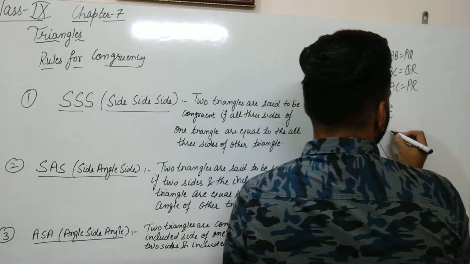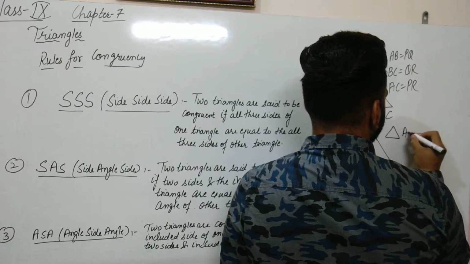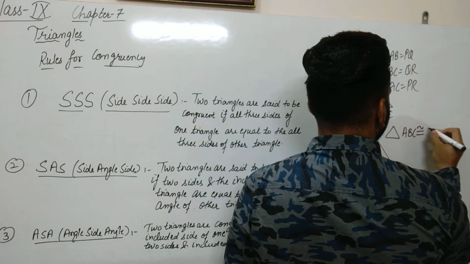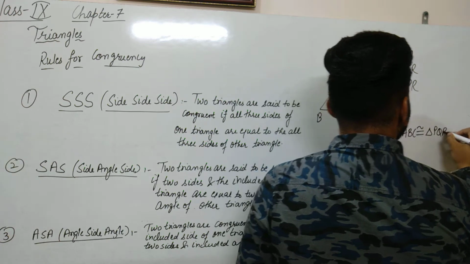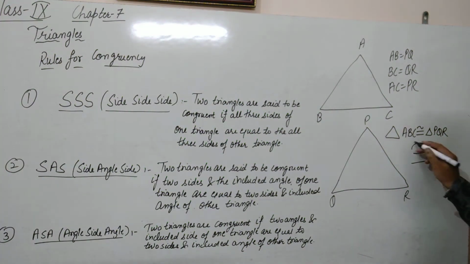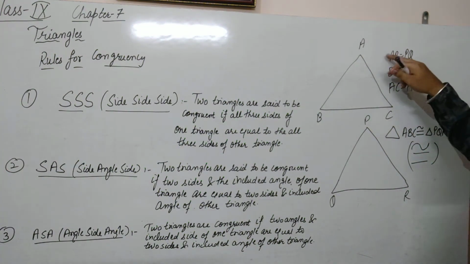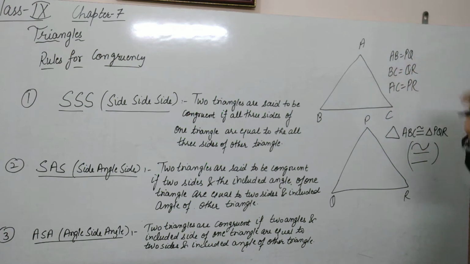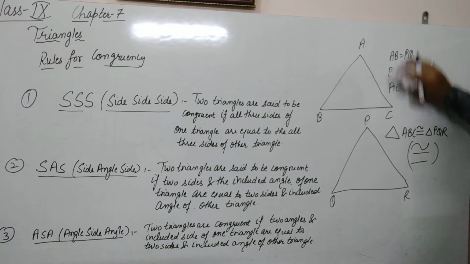And how to write congruency? Triangle ABC congruent to triangle PQR. This is the sign we use to represent congruency, the congruency sign. So all three sides of the first triangle are equal to the sides of the second triangle. So this was rule SSS, side, side, side.